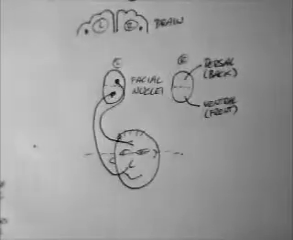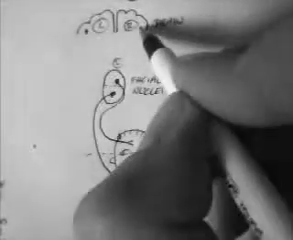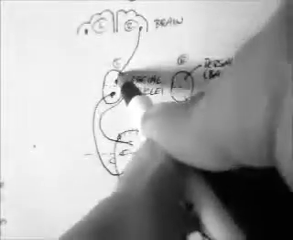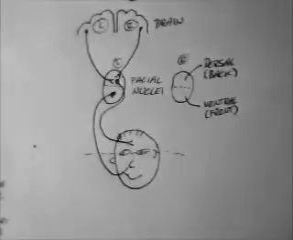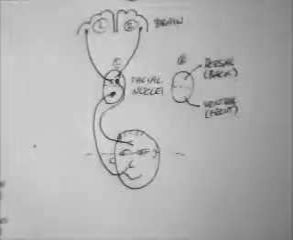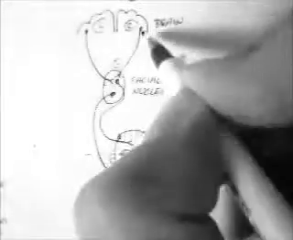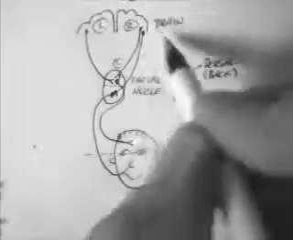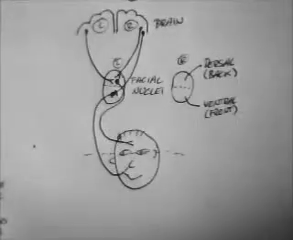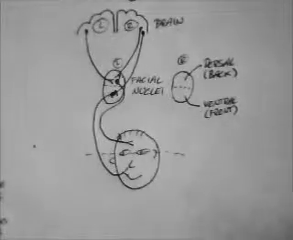Now there's innervation from the brain down to the facial nuclei, and the dorsal nuclei is innervated by both the left and right side of the brain. However, the ventral nuclei is only innervated by the contralateral, so that means from the opposite side, part of the brain.